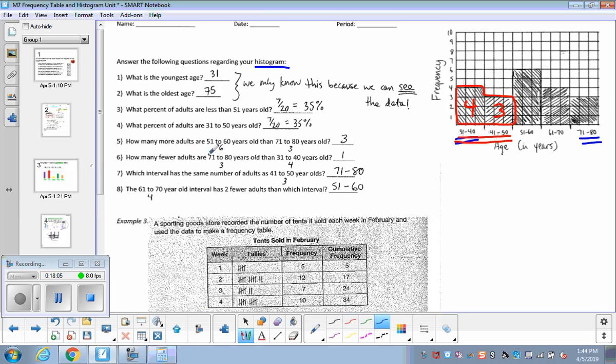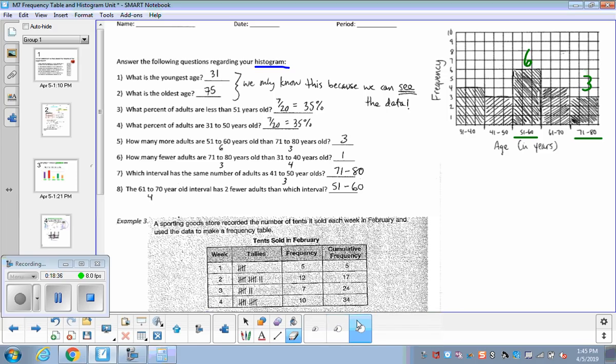All right, now for number 5. How many more adults are from 51 to 60 than from 71 to 80? So let's talk about where I got these numbers from. So 51 to 60 is this category, and it has a height of 6. So that's where I got the 6. And then 71 to 80 is this group right here, and it has a height of 3, so that's where I got the 3. And now it's just asking how many more adults were in that age group than were in this age group. Okay, 6 minus 3 is 3.